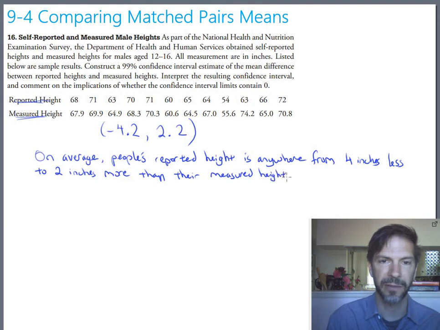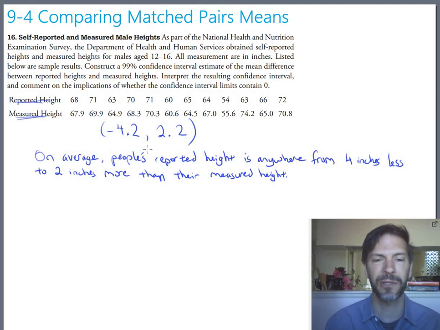And keep in mind this interval gives a range of values. So it says people's reported height could be 4 inches less on average, or maybe only 3 inches less, or maybe 1 inch less, or maybe 1 inch more, or maybe 2 inches more. Included in this range is the possibility that people's reported height is 0 inches more than their measured height. So again, we're not proving that there's a difference here. It could be that there is 0 difference. And if there is a difference, we don't even know if it's less or more.